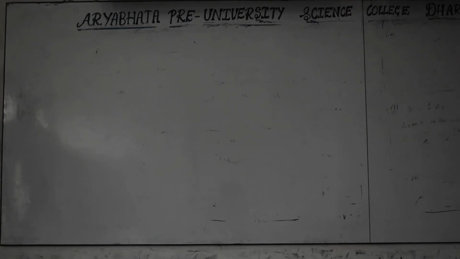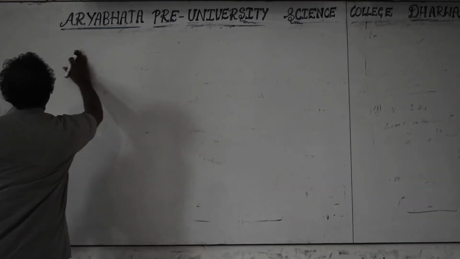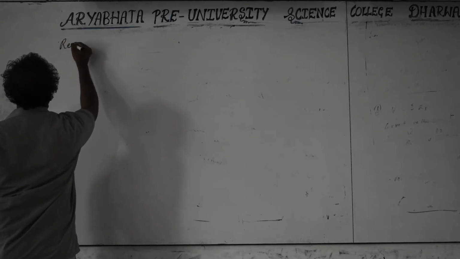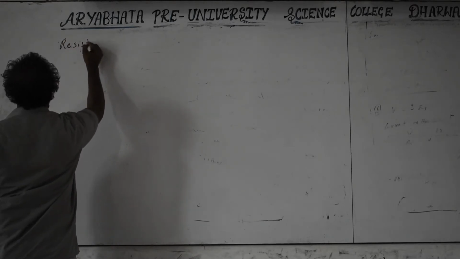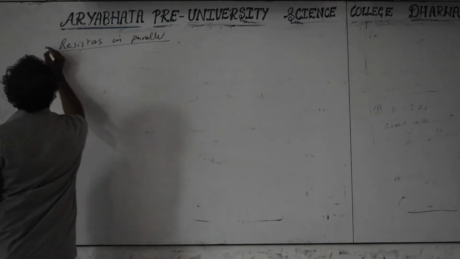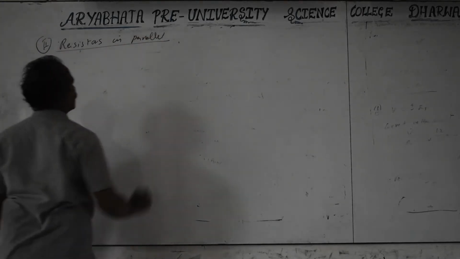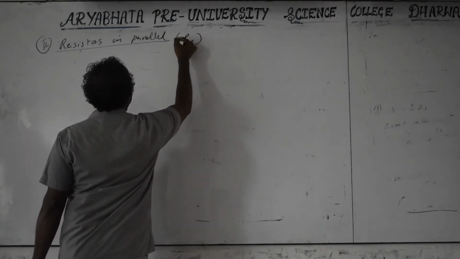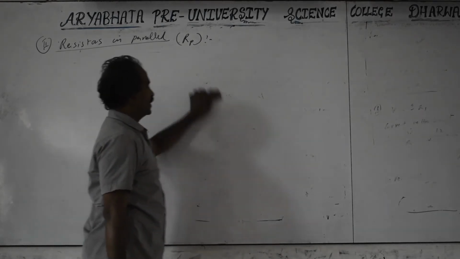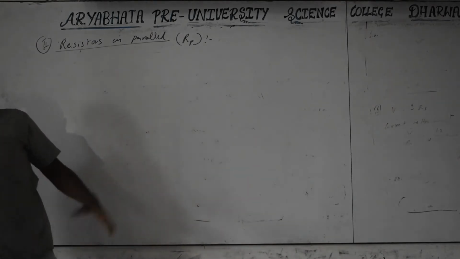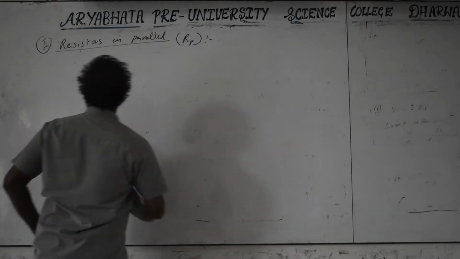Next we will discuss resistors in parallel. Parallel combination of resistors, the second part. First part was resistors in series. The second part of the combination of resistors is resistors in parallel. The resultant resistance is R subscript P. We can take only 2 resistors or 3 resistors for the derivation purposes.